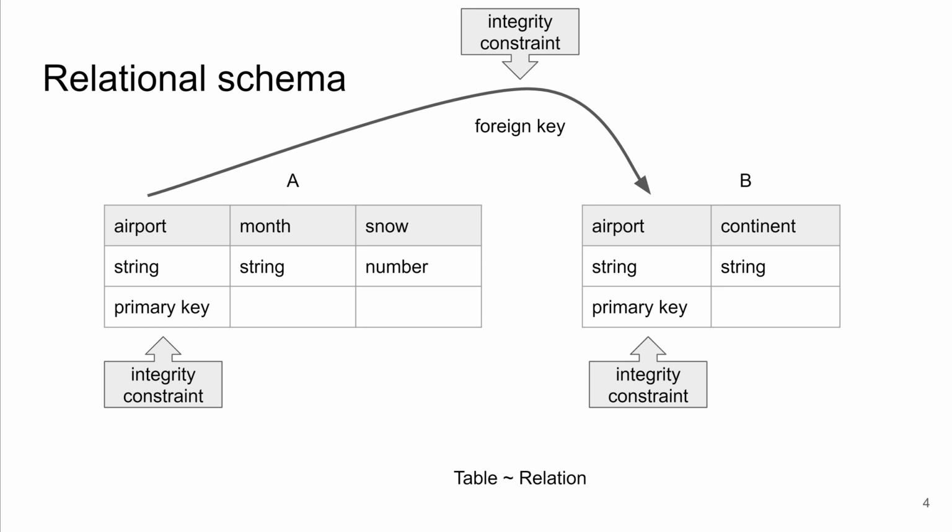Then relational schema contains the definition of the primary key, which in our case is the airport column in both cases. And also the relational schema contains the integrity constraints, such as the foreign key definition, which says that the airport column in table A references the airport column in table B. And this is what we talk about when we talk about relational schema, and you know this from your typical relational databases where you query the data using SQL.